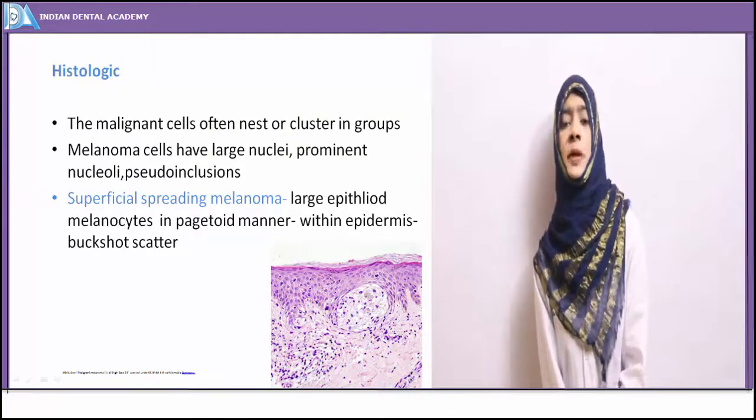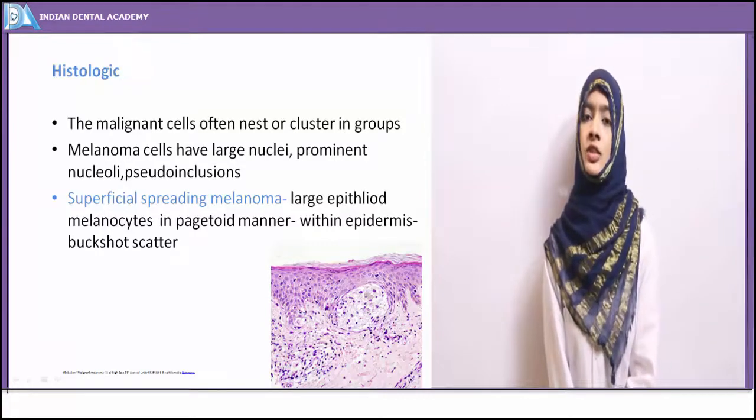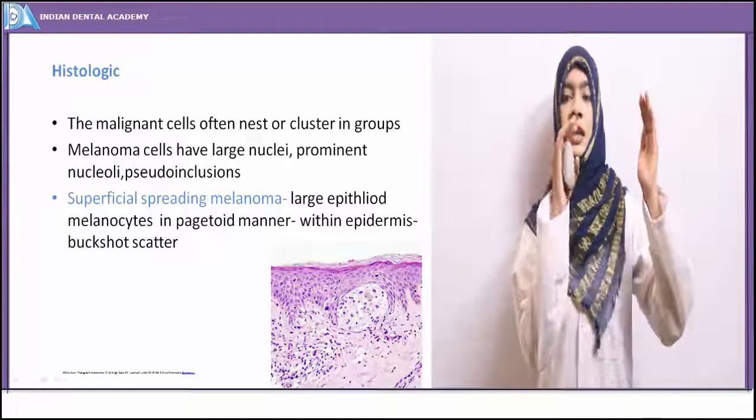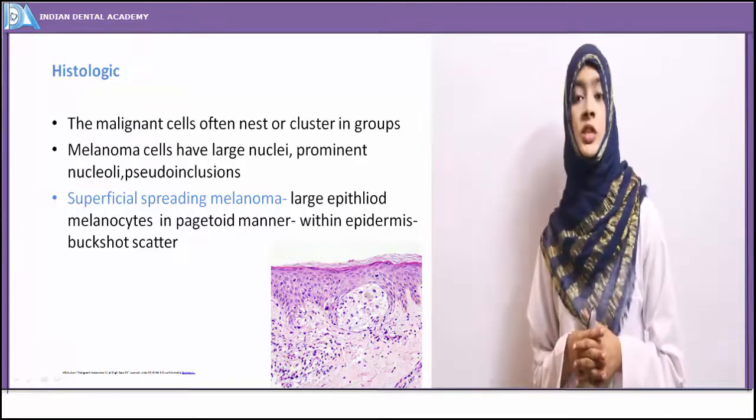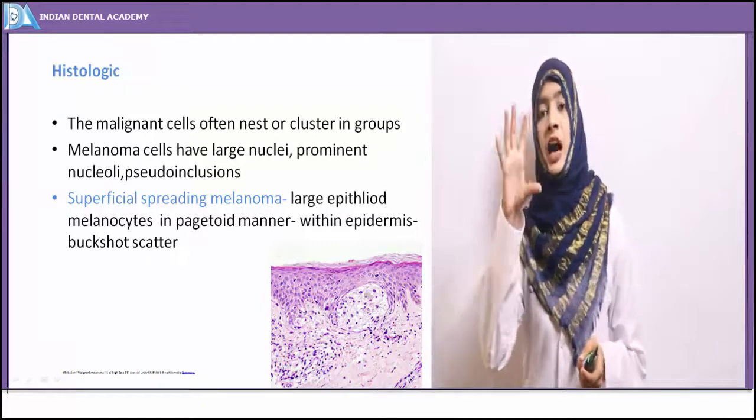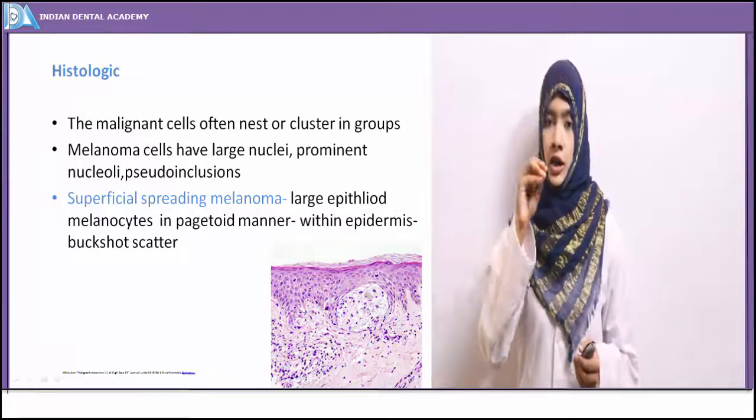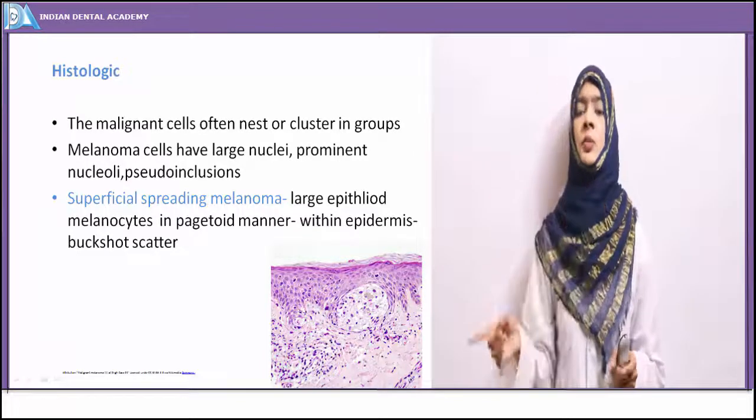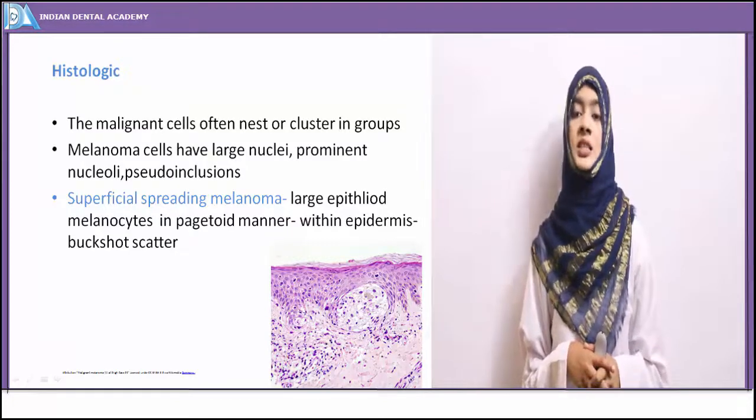When you see the histologic picture, as I told you, it is a malignant neoplasm of epidermal melanocytes. So epidermal melanocytes show the characteristic features here. How do the malignant cells appear? They appear either in nests of cells or groups or cords of cells. The individual melanocytes appear relatively larger in size, with large nuclei, prominent nucleoli may be present, and pseudo inclusions, that is, melanin granules or any foreign body may be enclosed within the cytoplasm of the large melanoma cells. And the distribution of melanocytes varies in different forms.